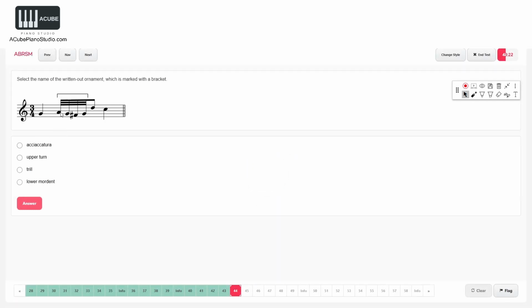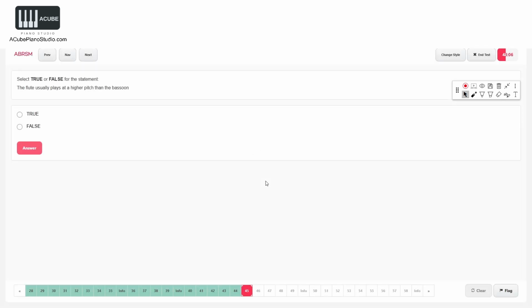Next, if you look at like this, la la la la. Okay, so this is going to be a turn. This is going to be a turn. Okay, so we will call this a turn. Okay, and there's only one turn, upper turn. So the answer is upper turn.